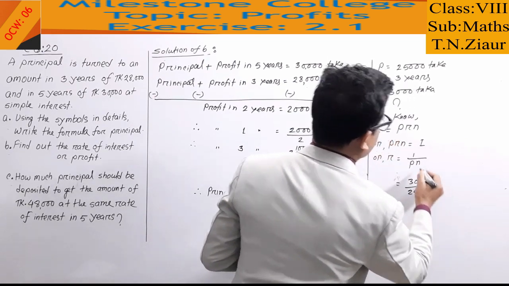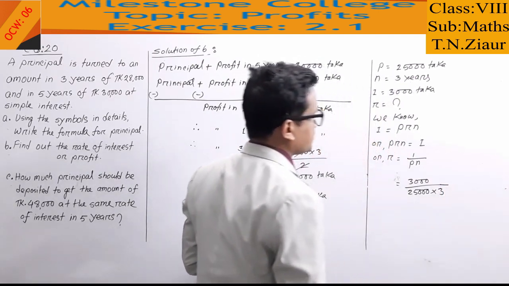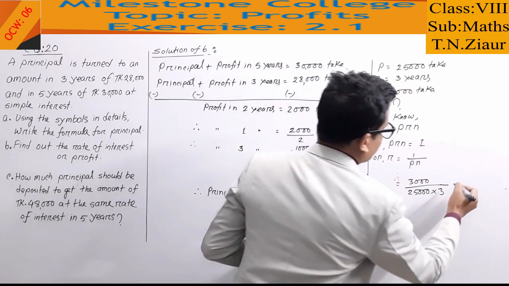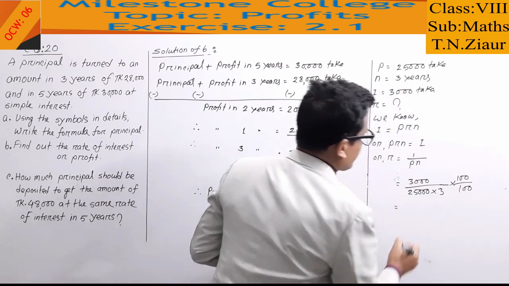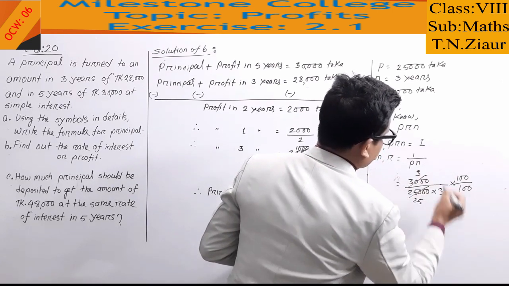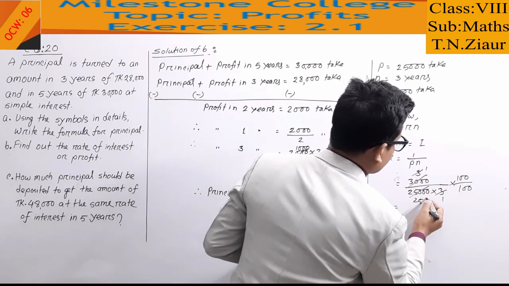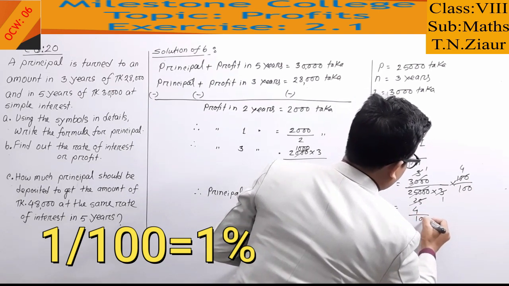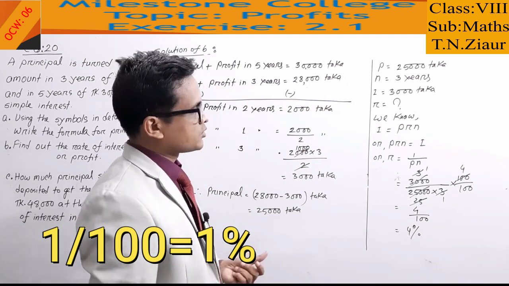Okay, then N is equal to what? N is equal to 3 years. Okay, so now if I make it a percentage, we multiply by 100. Now this one is divided by 25, and this one will be 3. 3 1s are 3, 3 1s are 3, then 25 4s are 100, so it will be 4 by 100, that means 4%. Okay, so rate of interest is equal to 4%.